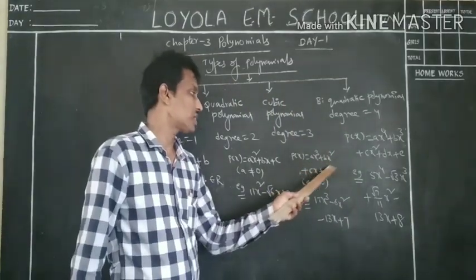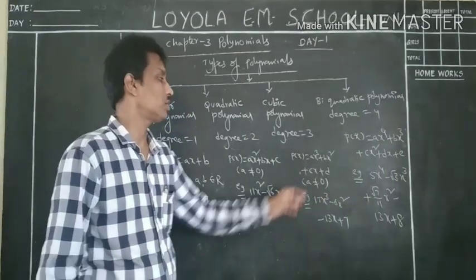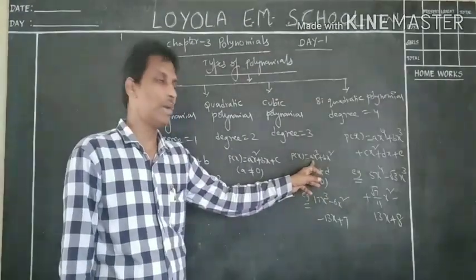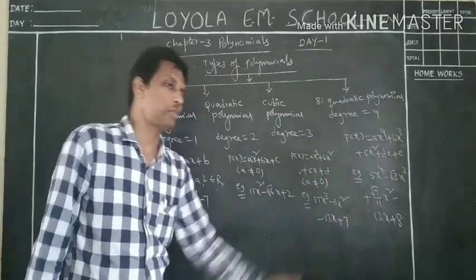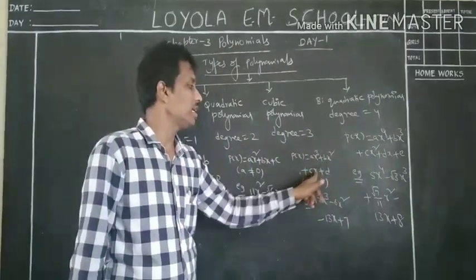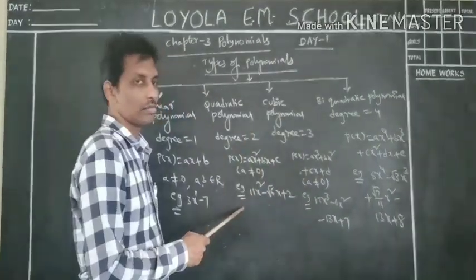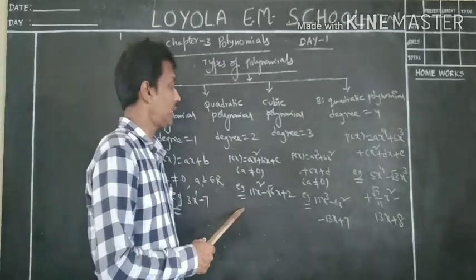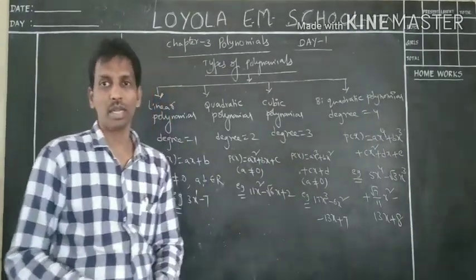Ax cube plus bx square plus cx plus d. Here also a must not be equal to 0. If a equals 0, what will happen? The ax cube term, the entire term, will be absent. Now the degree will be considered as 2. Then that example is a quadratic polynomial. It does not come under a cubic polynomial.